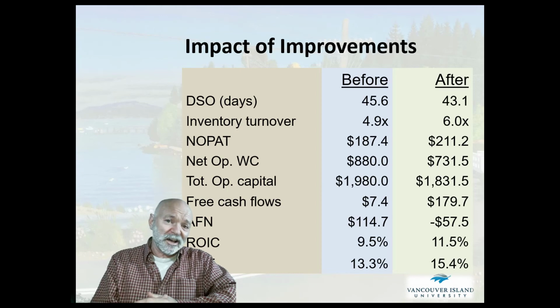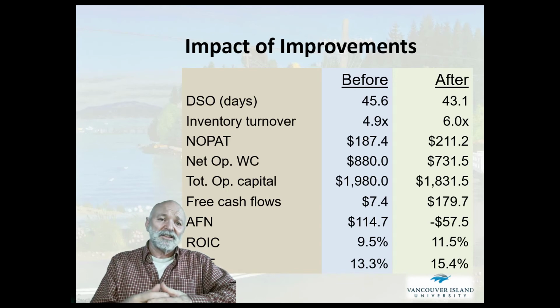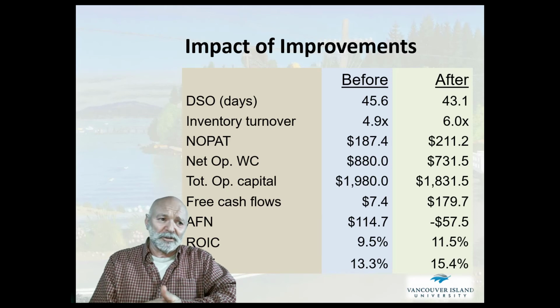Since we only needed $114 million to fund our growth, and we generated $179 million, $180 million, that means our AFN went from being a positive number that you had to fund, to a negative number, the money that's going to be available to pay down your debts, increase the dividends, or buy a new jet for the management to fly around in. Nice jet for $57 million.